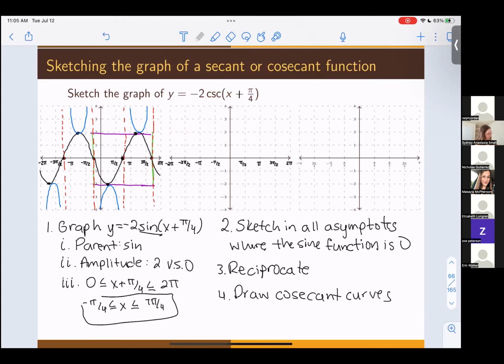Okay, so to do that, we just start by sketching in our asymptotes. So I said we have one at this point here, which is 7 pi over 4. Just going to label these now. We have another one here at 3 pi over 4. Going another pi over, we have one at negative pi over 4. Going up by another factor of pi, finally, we have one at x equals negative 5 pi over 4.